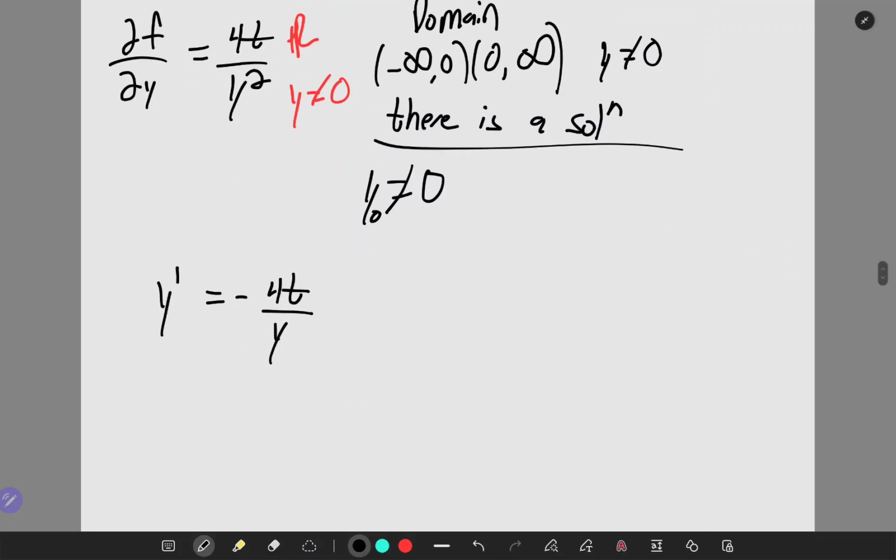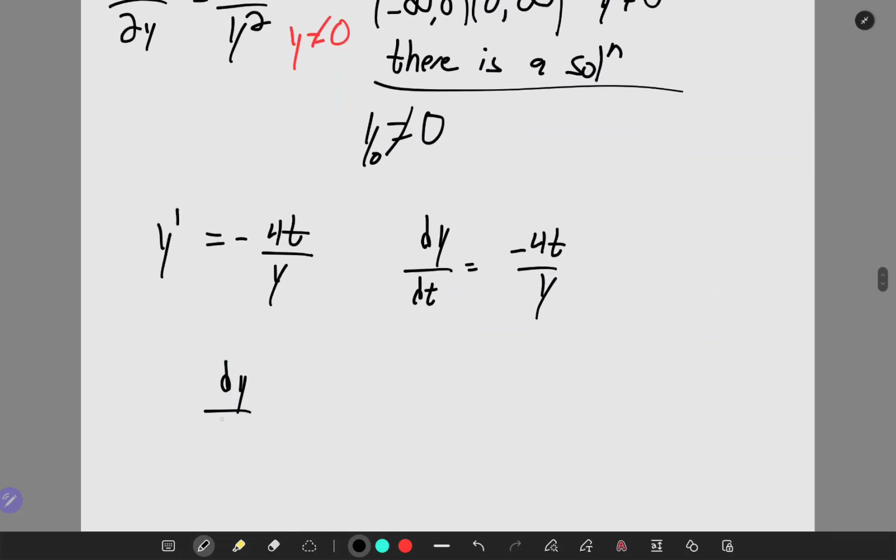So now we have to separate the variables, right? Separable equation. So we're going to have dy/dt is equal to negative 4t over y. This is dy over y, times y, is equal to negative 4t dt.